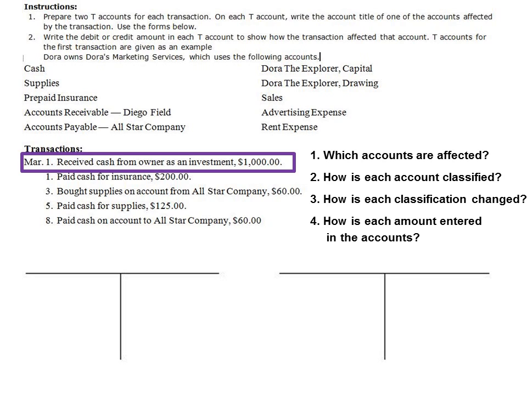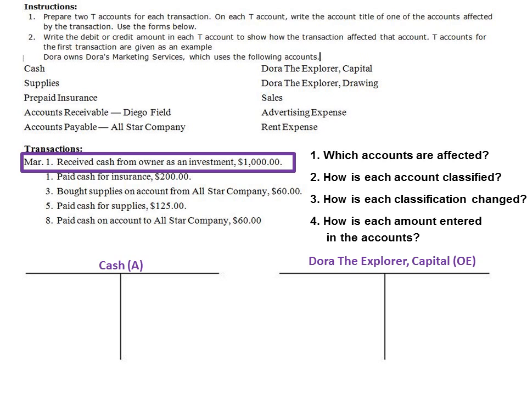March 1, we received cash from the owner as an investment. Well, my first account is going to be cash because it tells me I received cash. Cash, as we know, is an asset account, so that's how it's classified. Owner as an investment. Well, we know Dora is the owner, and an investment oftentimes increases their capital, so this account's going to be Dora the Explorer Capital, Owner's Equity.